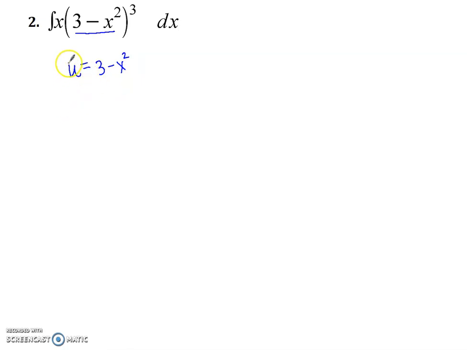Then, once I've picked out u, I want to take the derivative of what I picked right here. So the derivative of 3, that's just 0. The derivative of negative x squared, remember you bring the exponent in front, so that's going to be negative 2x to the first.